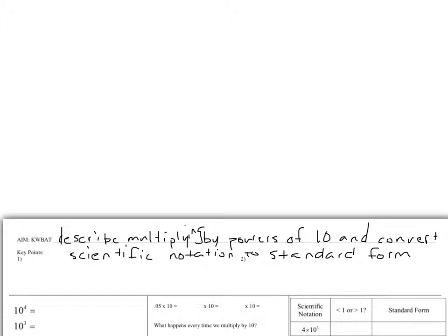So you'll notice that this seems like it's going to be really important because it's got the word scientific in there. And that's because this is a concept that you will be using in terms of science from here on out. We'll talk a little bit more later on about what scientific notation actually is. But first we need to understand multiplying by powers of 10.